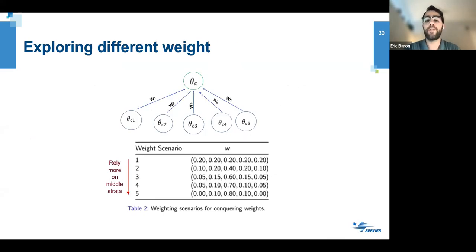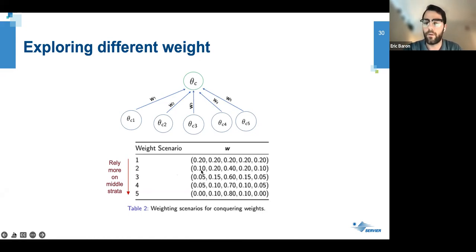So in our combining step, we do sensitivity analysis on what the weights should actually be. Previously, at least in the Wong et al. 2019 paper, they recommend using 1/K, K being the number of strata. In our case, that would be our first scenario, which is just 0.2 across. Then, and we'll explain why we do this in a few slides, as we go from weight scenario one to five, we notice we put more and more weight on the third stratum.